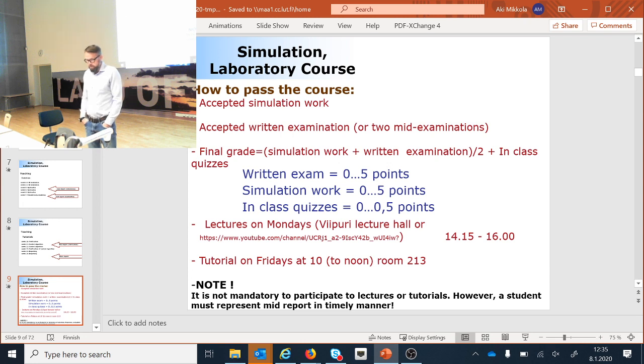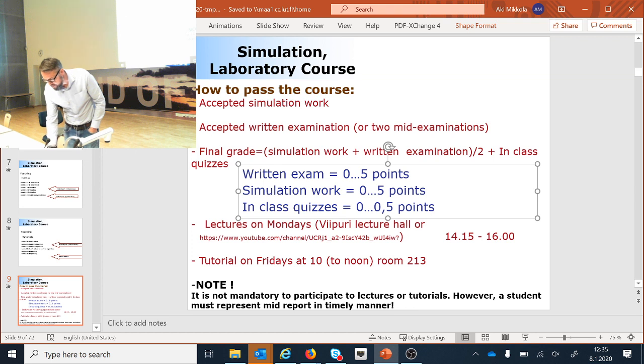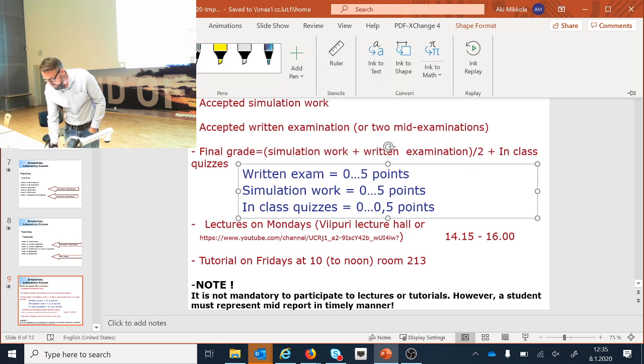So here is a formula for you that tells you how the final grade is determined. Let me see if I have a drawing here. Okay.